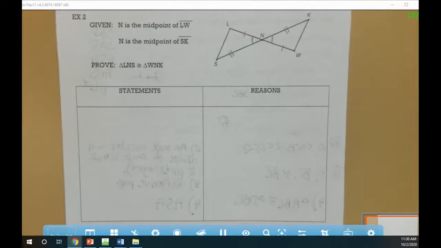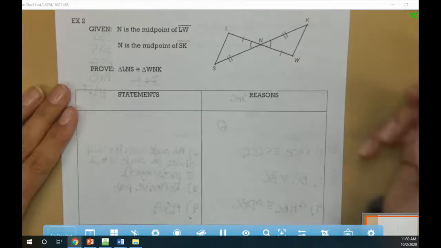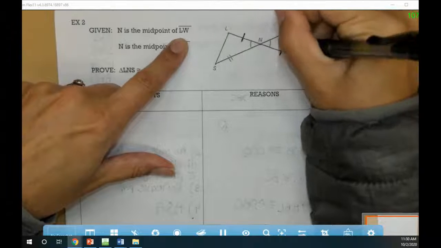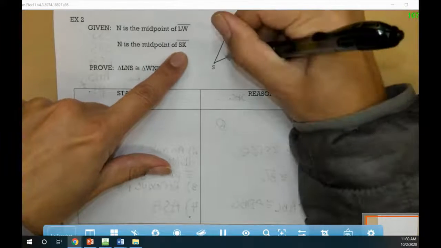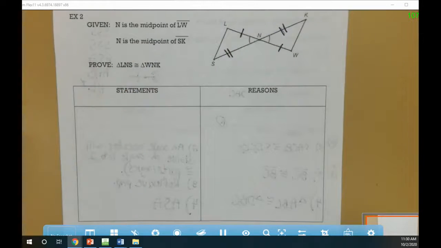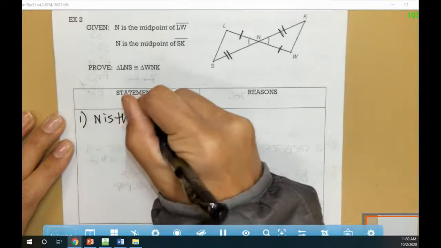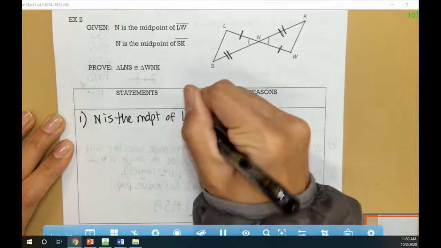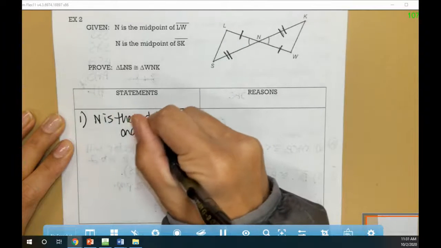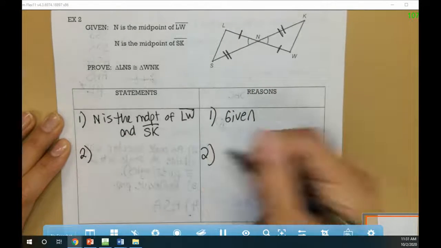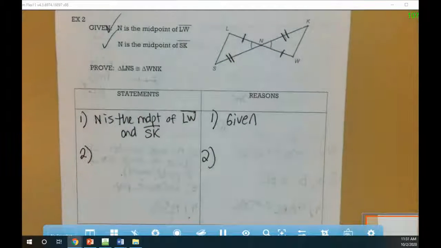Okay, let's look at example 2. All right, some given information. It looks like it's already marked for us. N is the midpoint of LW, so that's marked. N is the midpoint of SK. So that's where we begin with our given information. Okay, that's all that's given to us, and we've listed it.